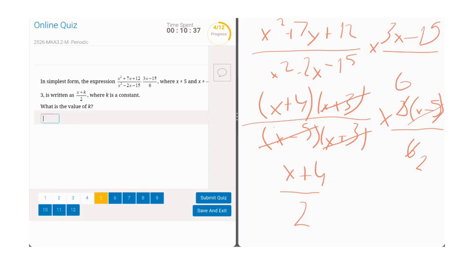The question wants us to find the value of k when the simplest form is written as x plus 4 over 2. We have it written as x plus k over 2. Here we have x plus 4 over 2. So k is equivalent to 4.